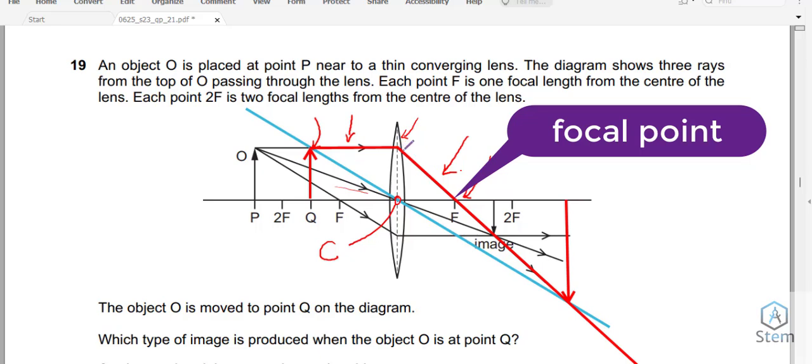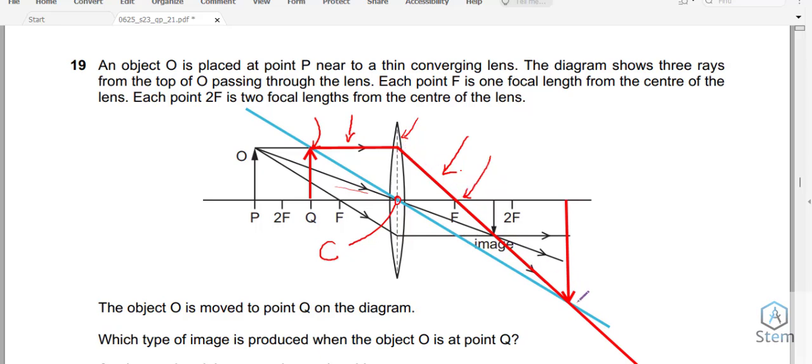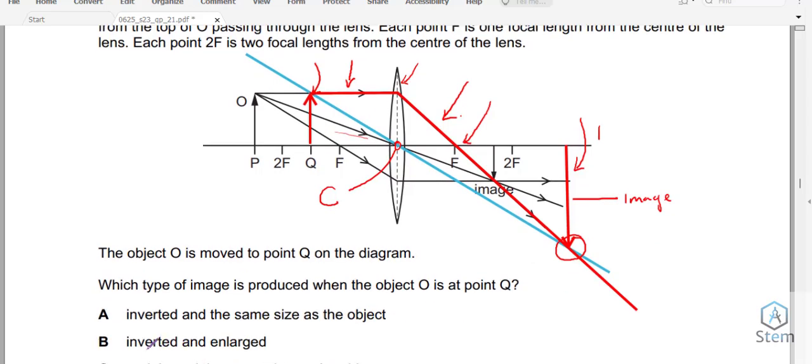Now, if you continue or extend this line, it's going to meet the blue line. And where these two lines meet, that is the position of the image. So this is the image. We can clearly see the image is inverted and it is bigger. So our answer is B.